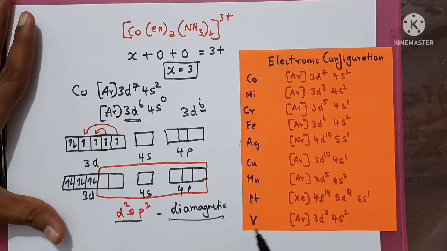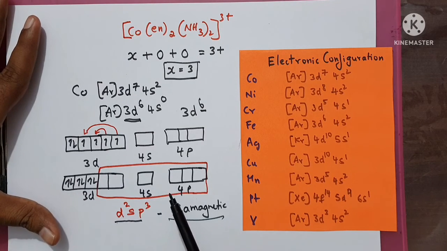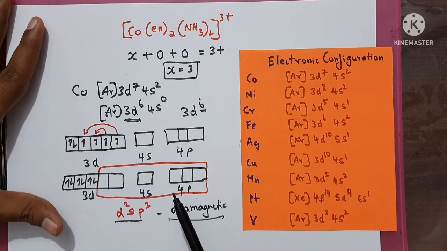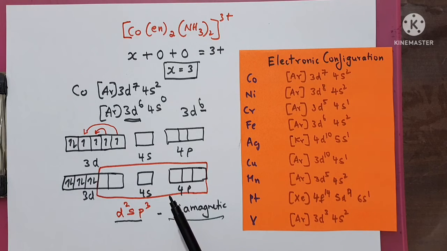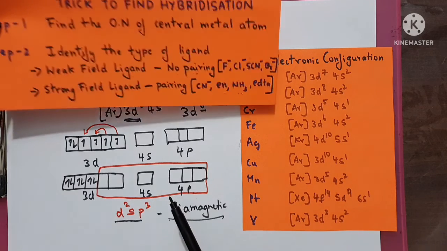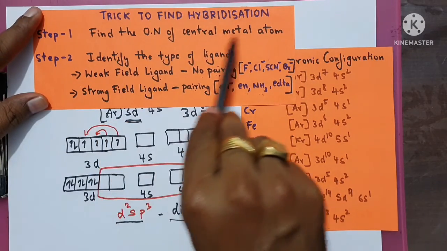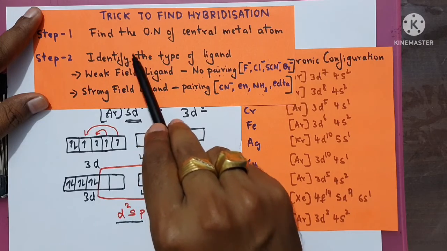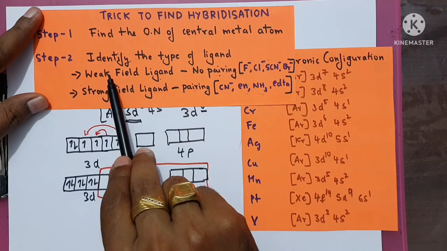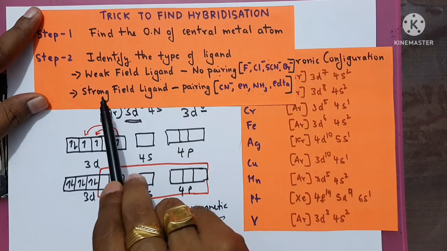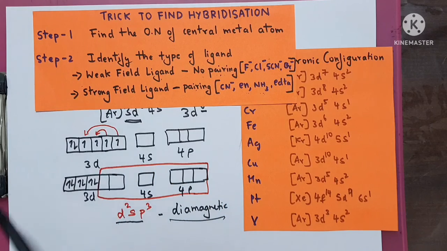Yes children, this is how we can find the hybridization of a coordination complex. I will show you this trick which we just followed: step number 1, find the oxidation number of the central metal atom, and then identify which type of ligand. You can just take a screenshot of this trick and make use of it.